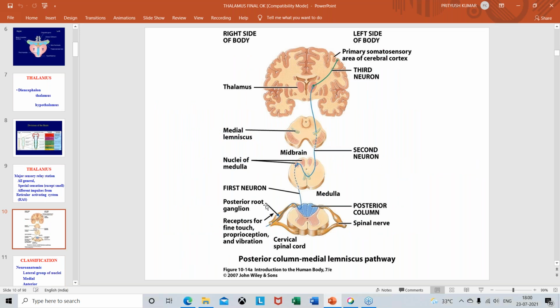Here you find one kind of sensation: fine touch, proprioception, vibration. They go through the first neuron, and we have the second neuron, and the second neuron relays in the thalamus. So this is the thalamus, and from here it will go to the primary somatosensory area of the cerebral cortex, that is areas 3, 1, 2.